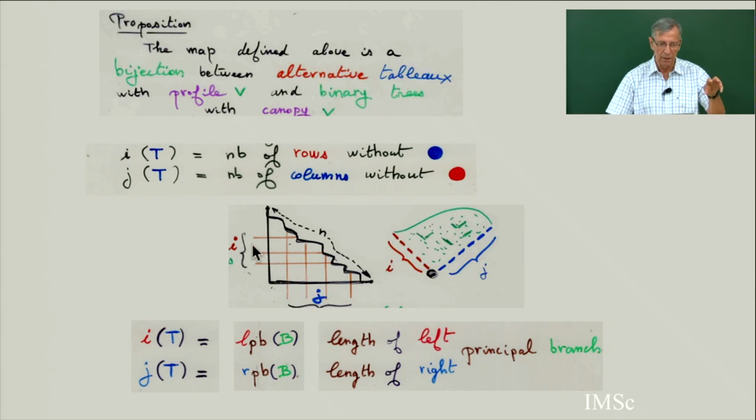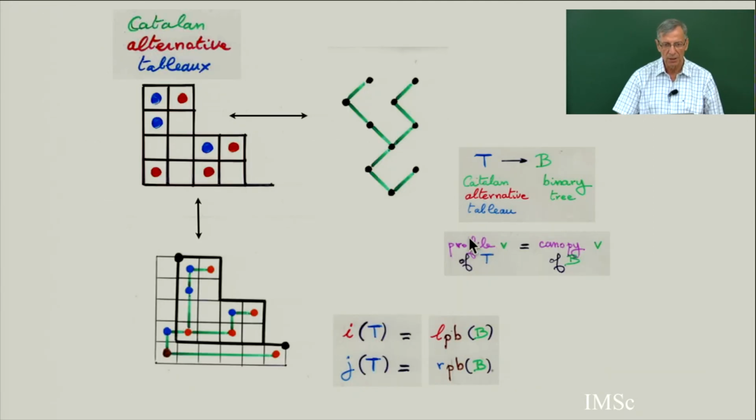In the case of Catalan alternative tableaux, I have just these two parameters, which correspond to alpha and beta, i and j, sometimes called the number of free rows and the number of free columns. And I claim that in this bijection between Catalan alternative tableaux and binary trees, these two parameters i and j become exactly the length of the principal left branch and the length of the principal right branch. So i and j become exactly this.